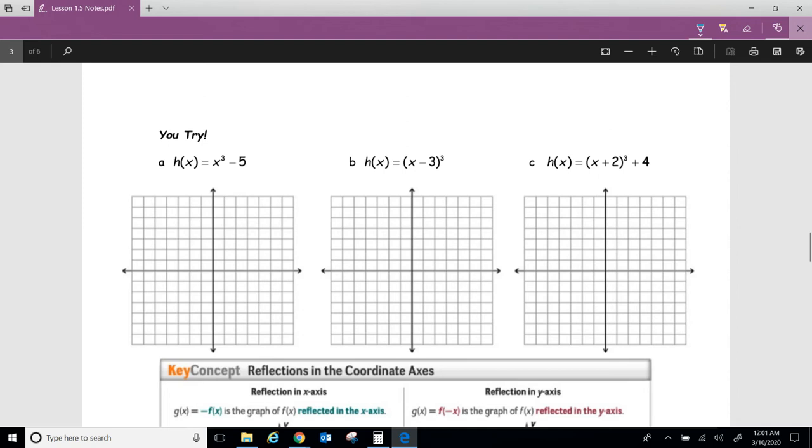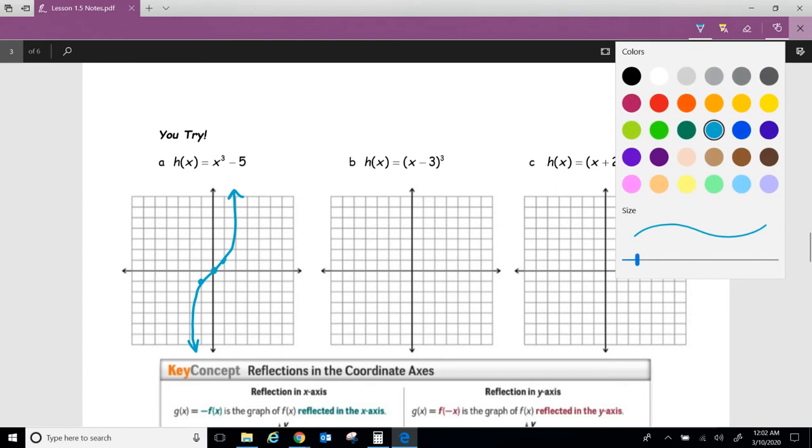Hopefully you said, well, my parent function is this cube. So my parent function is x cubed, which is a cubic function. Our normal cubic function goes through the center 0, 0, and then 1 cubed is 1, -1 cubed is -1, and we kind of have an S shape that goes through there. Don't have to be terribly precise with it.